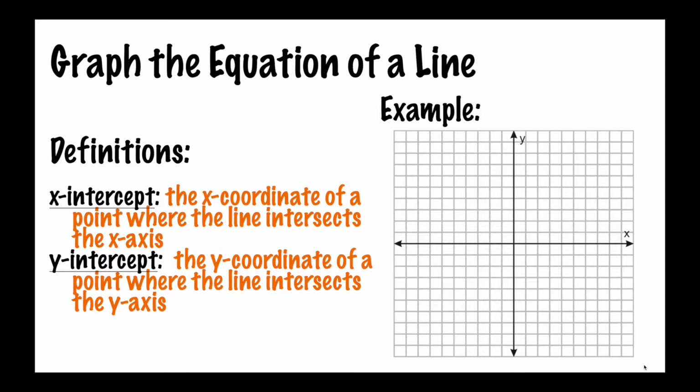In the first example, we talk about definitions of x and y intercepts. An x-intercept is the coordinate of a point where the line intersects the x-axis. An example of this is listed right here. This would have an intercept at 1, 2, 3, 4, or 4, 0. A y-intercept is the coordinate of a point where the line intersects the y-axis. An example of that is right here. So this point right here would be at 0, negative 1, 2, 3, 4, 5.